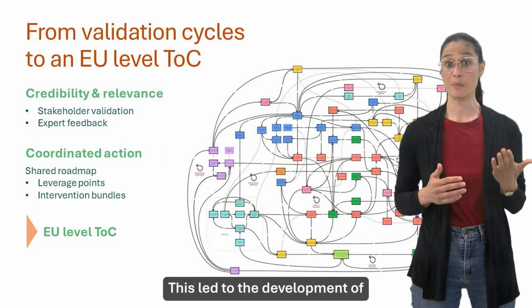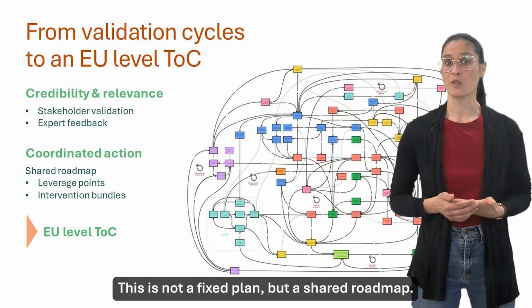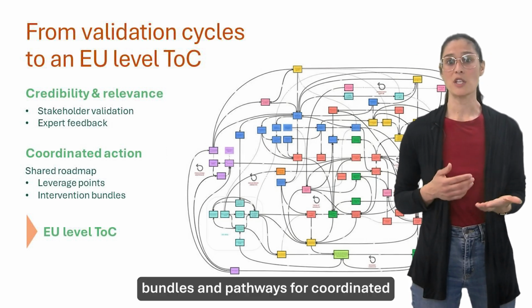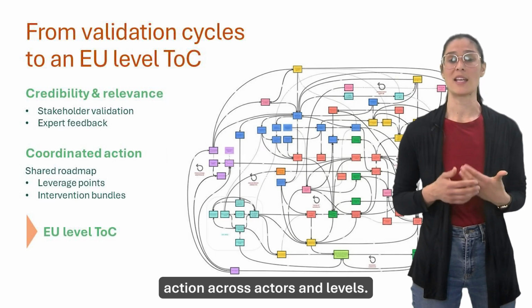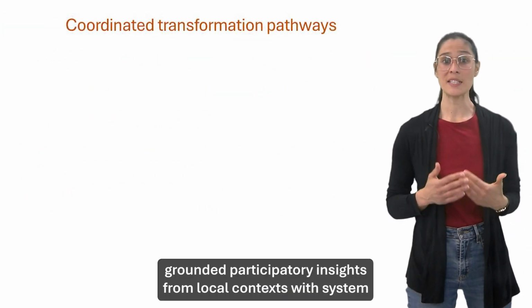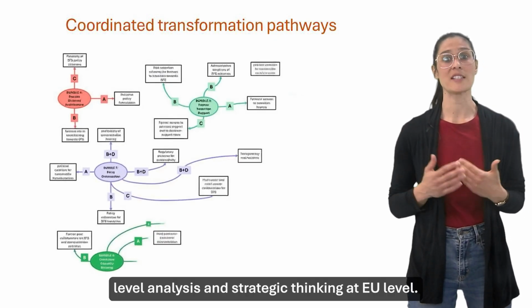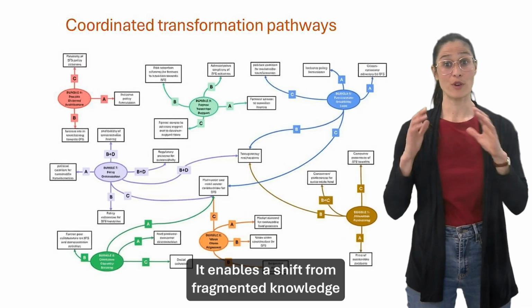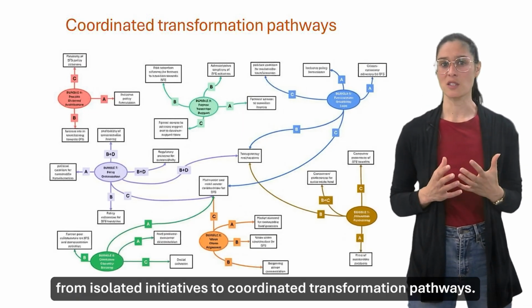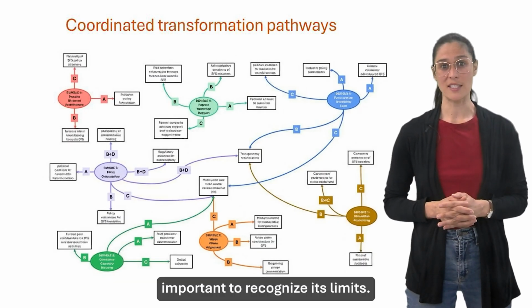This led to the development of an EU-level theory of change. This is not a fixed plan, but a shared roadmap. It highlights leverage points, intervention bundles, and pathways for coordinated action across actors and levels. The strength of this approach lies in combining grounded, participatory insights from local contexts with system-level analysis and strategic thinking at EU level. It enables a shift from fragmented knowledge to a more integrated systemic understanding and from isolated initiatives to coordinated transformation pathways. At the same time, it is important to recognize its limits.